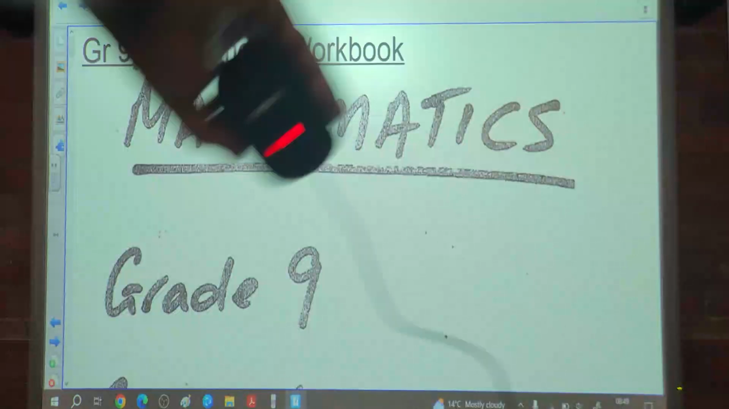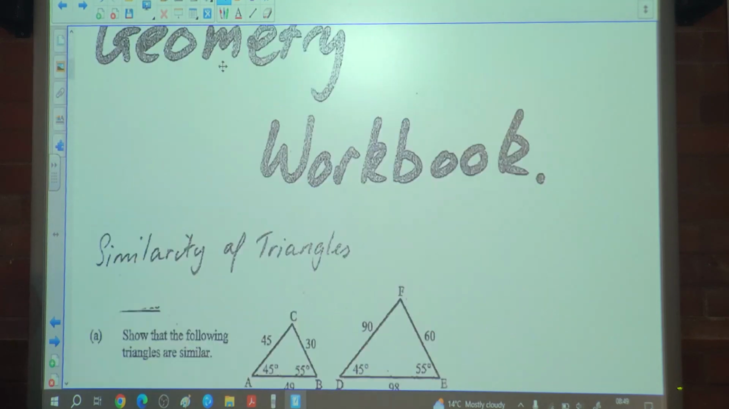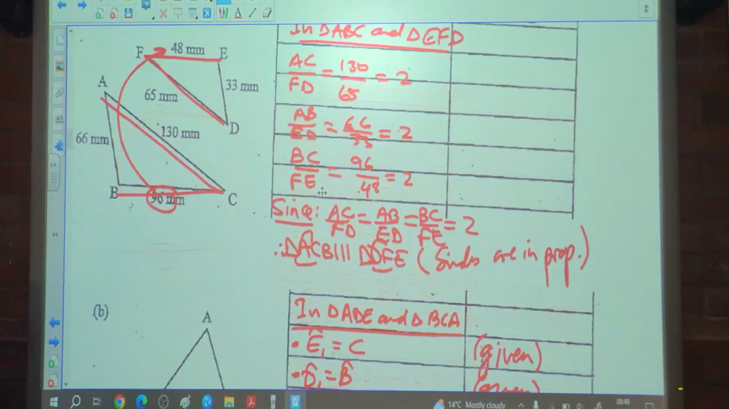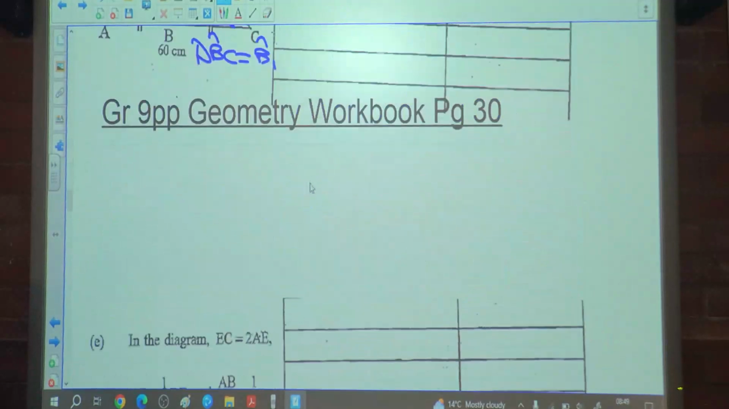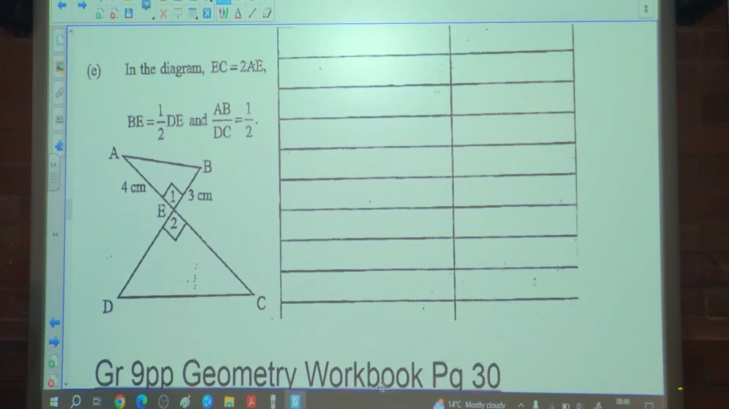Okay, good morning class. So today we're looking at geometry, the similarity in particular. We're on page 31. We're looking at E now.